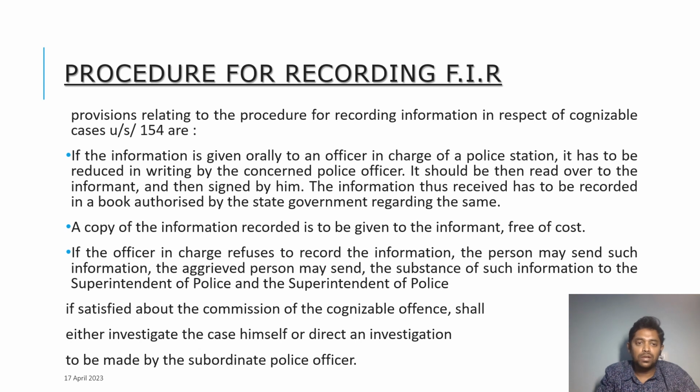Procedure for recording FIR. The provisions relating to the procedure for recording information in respect of cognizable cases under Section 154 are: if the information is given orally to an officer in charge of the police station, it has to be reduced in writing by the concerned police officer. It should then be read over to the informant and signed by him. The information thus received has to be recorded in a book authorized by the state government. A copy of the information recorded is to be given to the informant free of cost.